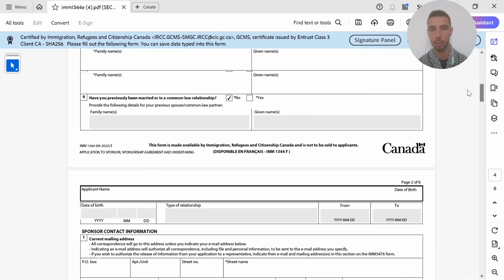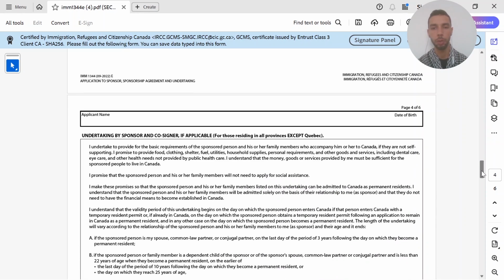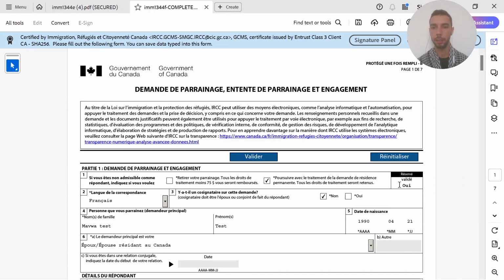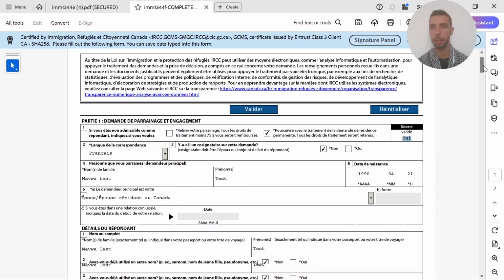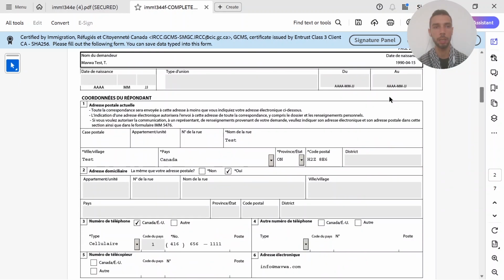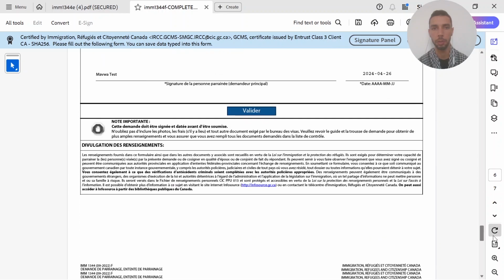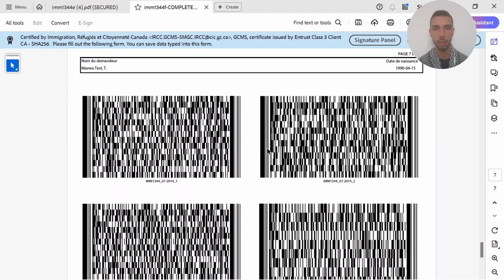Okay. So once you do this, you can validate here. It's not going to work because we didn't fill up this. But when you validate, I'm going to show you what it looks like. Once you validate, you're going to have a yes here, and you're going to have your name as well as the date of birth at the top. You can see it here, name of the principal applicant as well as the date of birth. And most importantly, you're going to have all the barcodes at the end. So you can see the barcodes.